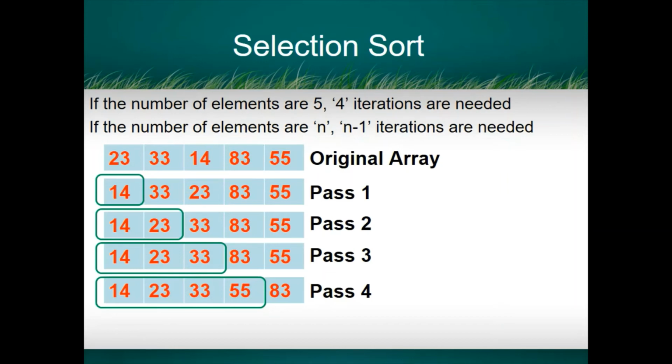What happens after pass 1? The smallest element 14 came to the first position. Then after pass 2, in the next 4 elements, the smallest one is 23. 23 came to the second position. So the first 2 elements are in order. Then after pass 3, the first 3 elements are in order. After pass 4, the first 4 elements are in order. Ultimately 5 elements are in order.